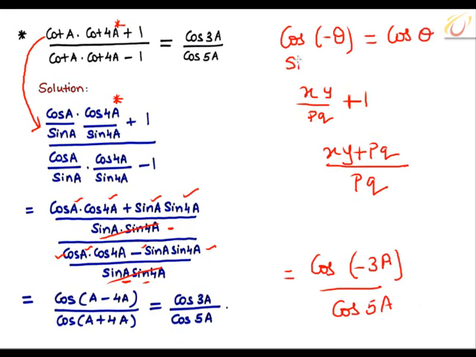Sin of minus theta will be minus sin theta. So additional knowledge here. So you get the answer as cos 3a upon cos 5a.